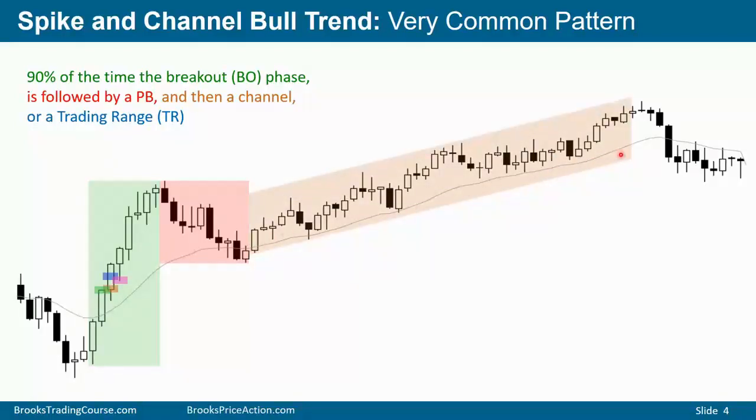Eventually, when you have a bull channel, you think of it as a bear flag. 75% chance you're going to get a bear breakout, and usually an evolution into a trading range.